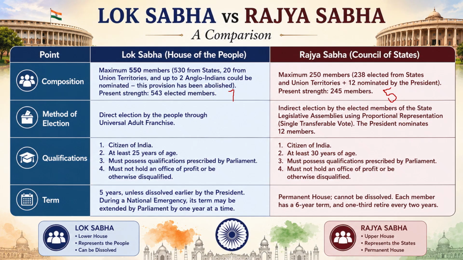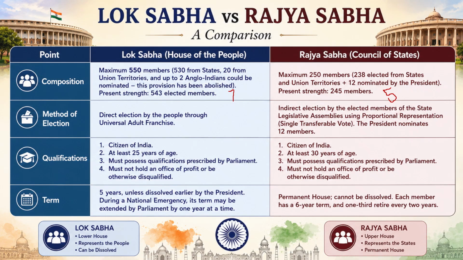Now for the method of election. As I was saying, Lok Sabha, Logo ka Sabha, the house of the people. People are electing them directly. The votes are generally given by someone who is 18 and above in age, and that is where the universal adult franchise comes. The Indian citizen who is 18 and above can go and vote. There is no maximum. A person in their 70s, 80s, 90s can also vote. So it is a direct election. We elect them directly.